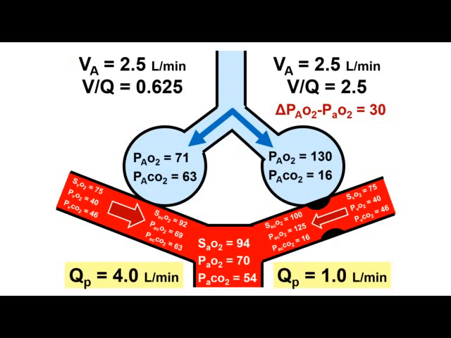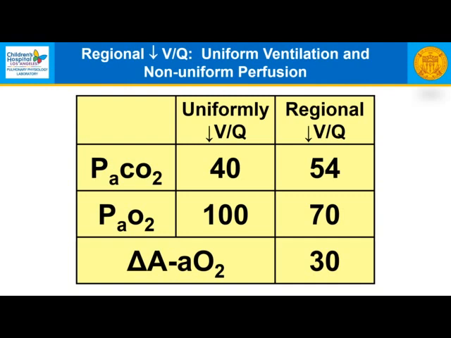63 and 16, basically average, but remember there's 4 times as much blood coming here than here, so you get a PCO2 of 54. And a SAT of 92, again, 4 times as much blood coming here than here, SAT of 94, and that gives us a PO2 of 70. All right. So again, looking, regional decreased VQ, PCO2 is worse, oxygenation is worse, and we have an even higher AAO2 gradient.